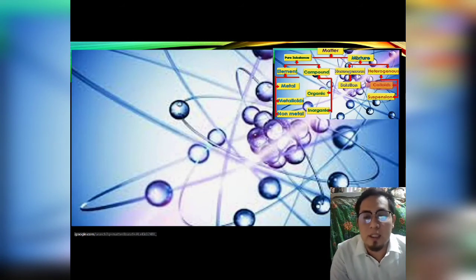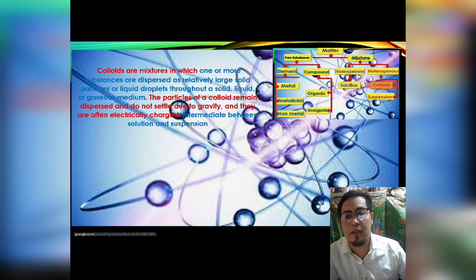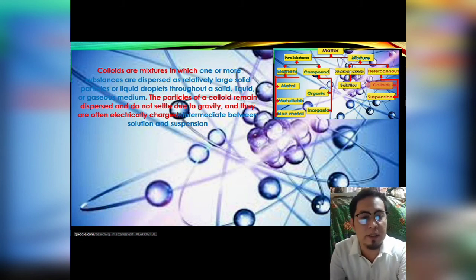Okay. Under heterogeneous, we have the colloids. Colloids are mixtures in which one substance is dispersed as relatively large particles or liquid droplets throughout a solid, liquid, or gaseous medium. The particles of a colloid remain dispersed and do not settle due to gravity, and they are often electrically charged. So this is the basic definition. It is intermediate between solution and suspension.